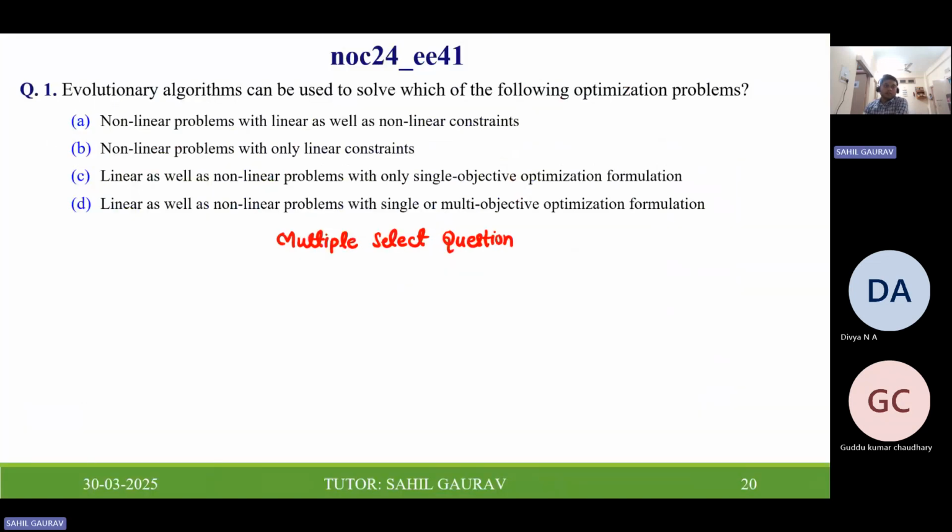So, evolutionary algorithm is one of the population-based meta-heuristic approaches, and this can be used to solve nonlinear problems with linear as well as nonlinear constraints. So, B option is incorrect because here only linear constraints are shown, and C option is linear as well as nonlinear with only single objective. It is also incorrect. It can solve multi-objective optimization problems. And the demerit of these meta-heuristic approaches is that convergence is not guaranteed, but they can solve single or multi-objective optimization.